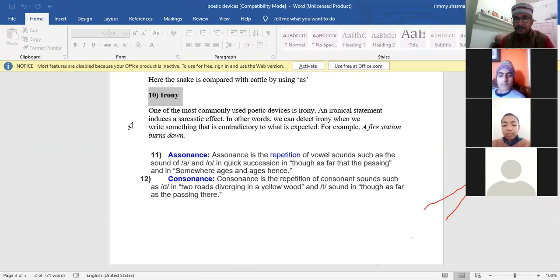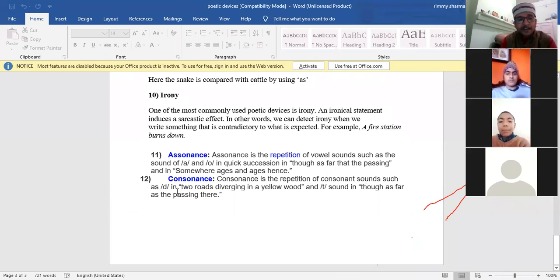Fine. Assonance is the repetition of vowel sounds. Vowels, you know, A, E, I, O, U, in quick succession. Though as far as the passing, and somewhere ages and ages hence. Somewhere ages and ages hence. A and A. This is assonance. So consonance is when consonant sounds are repeated. Two roads diverging in a yellow wood. Though as far as the passing there. The and the. This is consonance. Though as far as the passing, somewhere ages and ages hence. So, that is assonance and consonance.